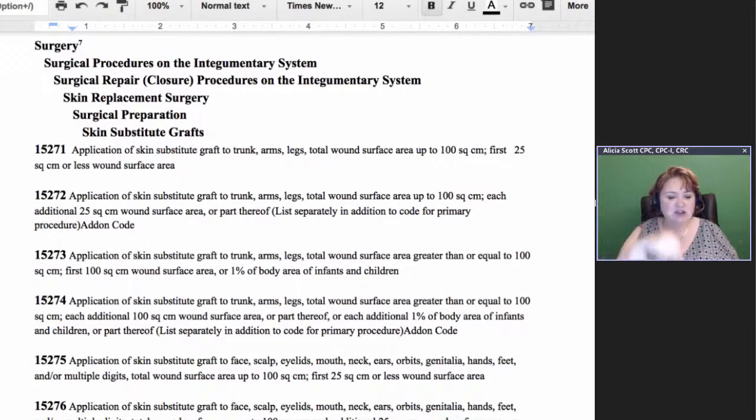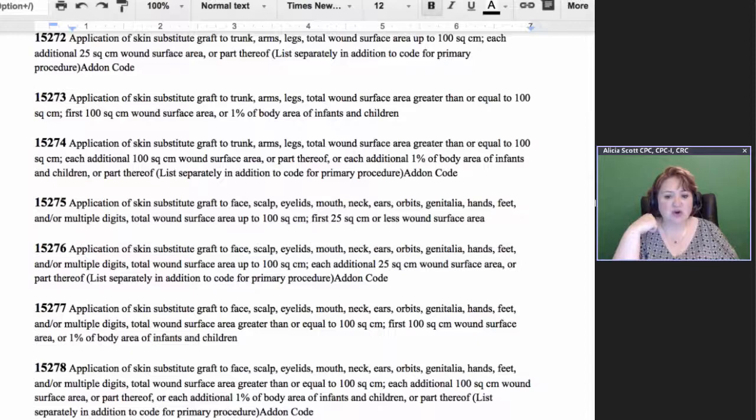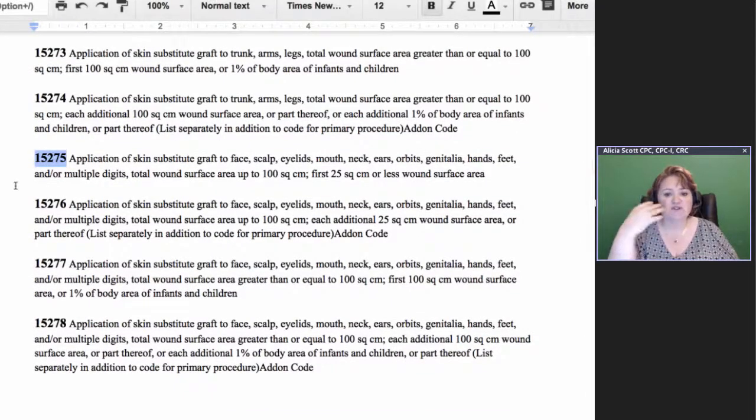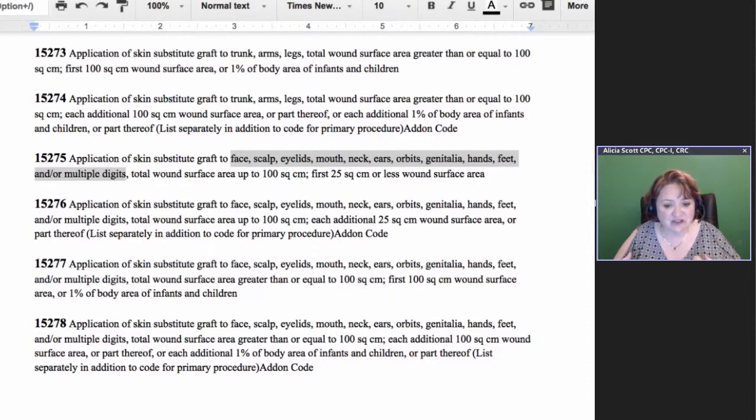Then we go down to look at 15275. We're no longer doing the trunk and the extremities, but we're doing face, scalp, eyelids, mouth, and then look, it's still going on. So think of the neck up, but also other areas that have smaller circumference. So we've got hands, feet, digits, genitalia. These aren't like the trunk and the arms, where it would be large amounts. And again, we go from the size, 100 square centimeters, the first 25 square centimeters or less of the surface area, and then as that is listed and changes, 7.7 also mentions the infant and children.